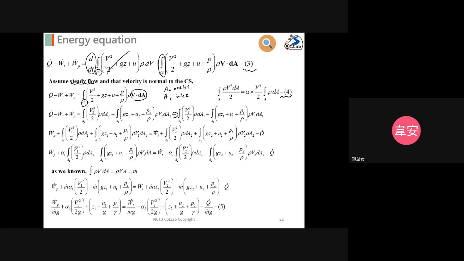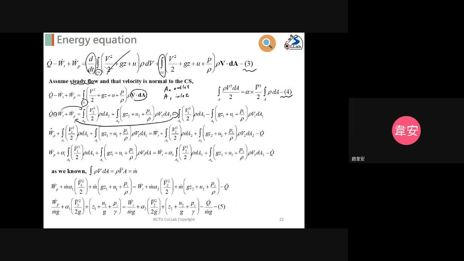Okay, so we just expand this item for the control surface. Let's put the left-hand side and right-hand side so that the signs are always positive. So there is a minus, so we move it to the right-hand side, and there is a minus, so we move it to the left-hand side. And then we rewrite the equation.